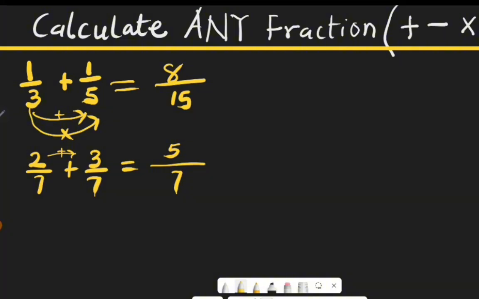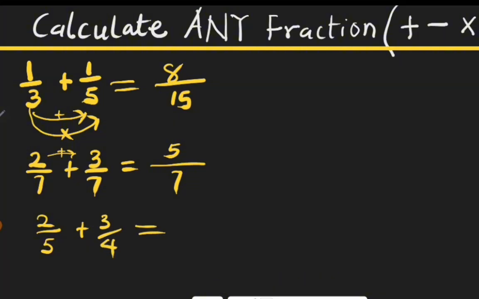Then we take another example, which is unlike fractions. Unlike fractions are when the denominators are not the same. For example, we have 2 over 5 plus 3 over 4. When you want to add these fractions, we cross multiply. 4 times 2 gives us 8. We keep it. Then 5 times 3 gives us 15. Now we multiply the denominators, 5 times 4, which gives us 20. And we add the numerators, 8 plus 15, which gives us 23.